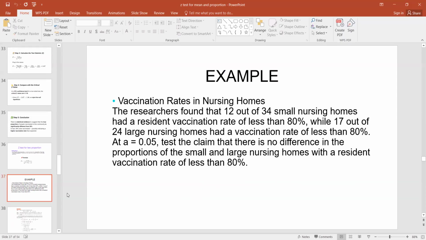This is the example for the Z-test for two proportions: vaccination rate in nursing homes. The researcher found that 12 out of 34 small nursing homes had a resident vaccination rate of less than 80%, while 17 out of 24 large nursing homes had a vaccination rate of less than 80%. At alpha equal to 0.05, test the claim that there is no difference in the proportion of small and large nursing homes with a resident vaccination rate of less than 80%.